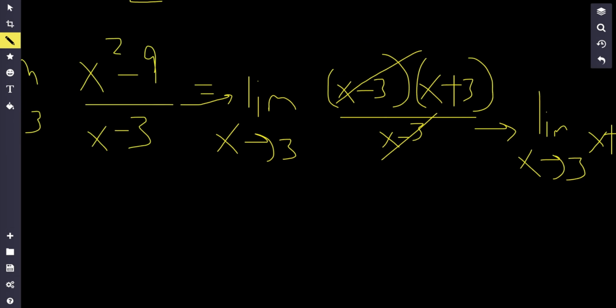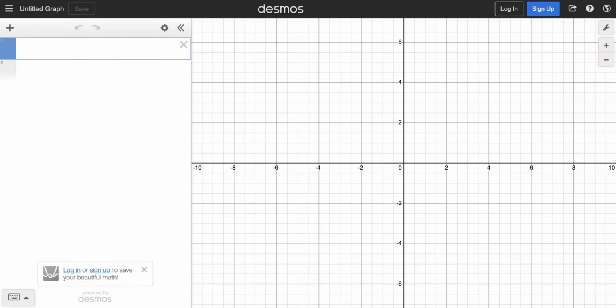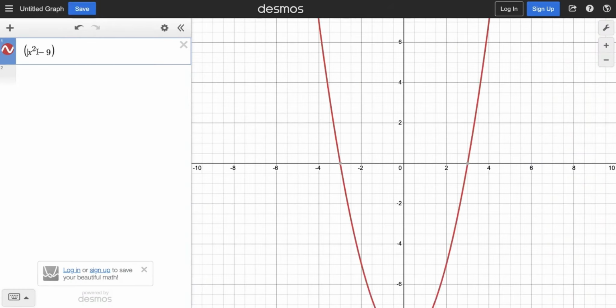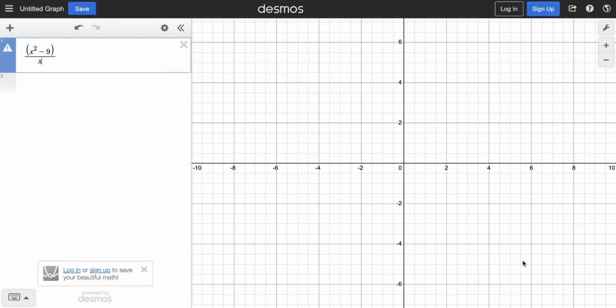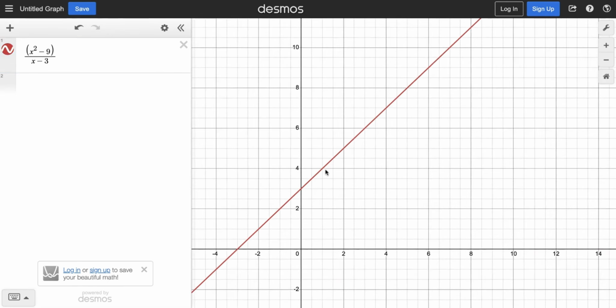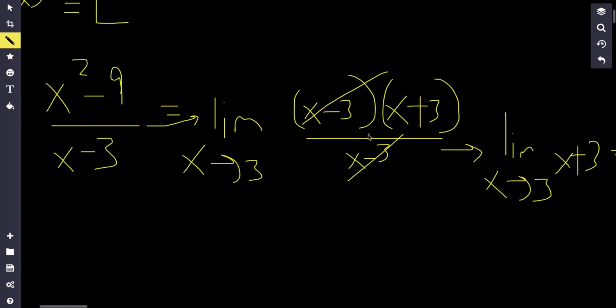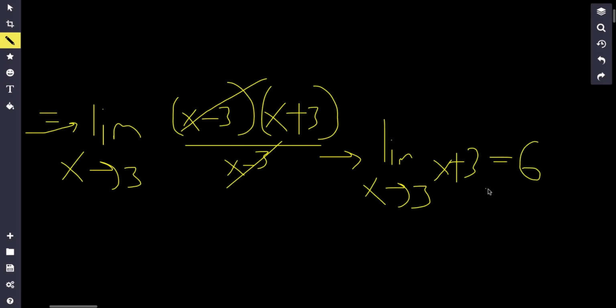Now, notice here, if I were to graph out the function x squared minus 9 divided by x minus 3, notice how as x approaches 3, look at the y values. The y value is, if I could click on a point, this part over here. So look at the y value as I approach 3. Look at the y value as I approach 3. It gets closer and closer to 6. So that means that the limit as x approaches 3 of this function is going to be 6.